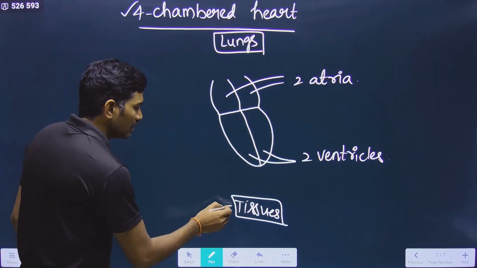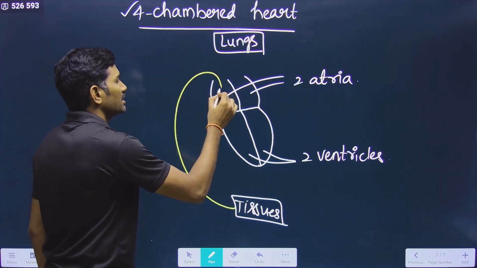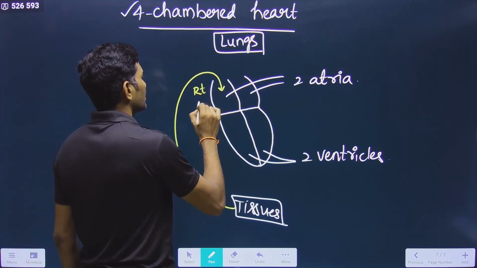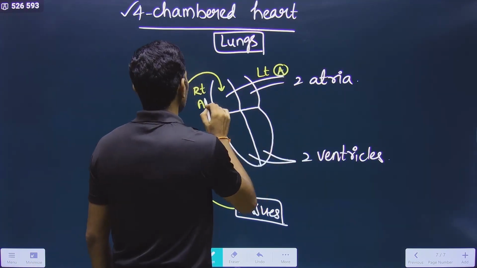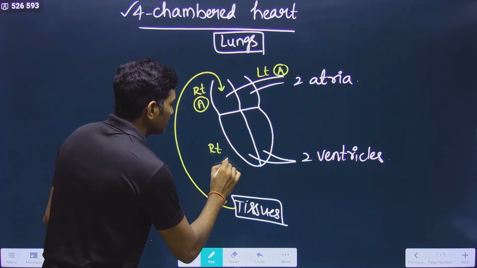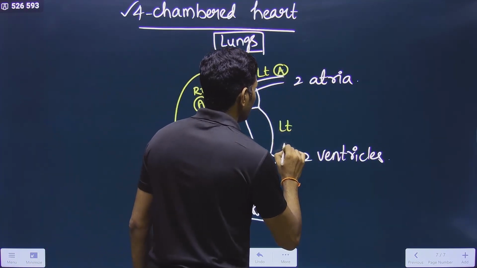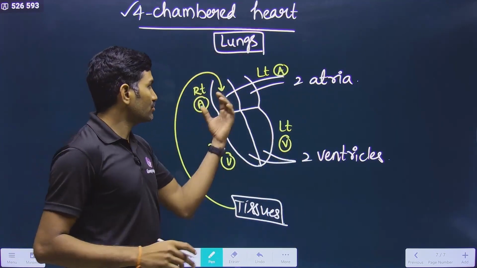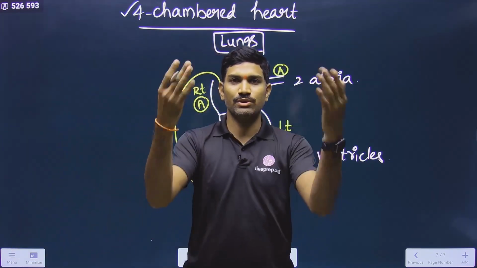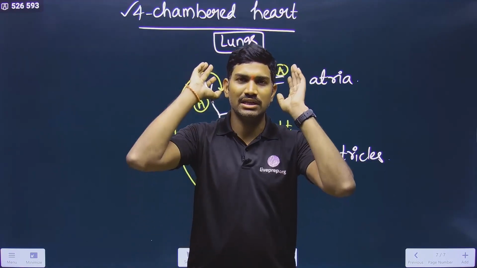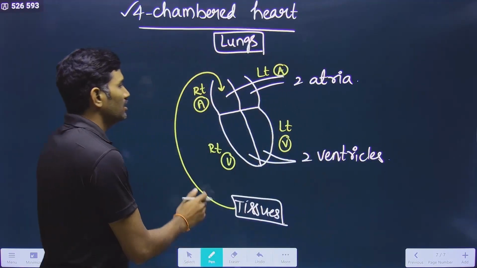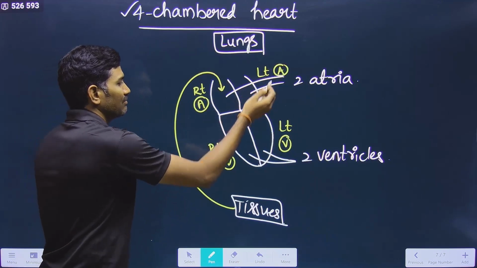Now let us see. From the tissues, deoxygenated blood. This is the right atrium. This is the left atrium. Okay. So this is the right ventricle. This is the left ventricle. Left side, right side, don't get confused. This is not with respect to you. This is with respect to me, right? This is the right side. This is the left side. Always for the human diagrams, we study like this only. Please remember this. So this is the right atrium, right ventricle, left atrium, left ventricle.